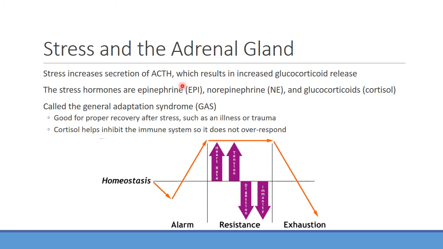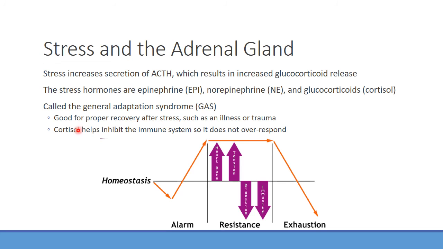So again, we mentioned ACTH increased release will increase glucocorticoid release, and that will also affect other stress hormones as well. So we see more epinephrine, more norepinephrine, because those also get released from the adrenal gland, and then the glucocorticoids, right? So those are all going to help with that stress response. And we call this a general adaptation syndrome. And it's good for short-term, proper recovery after stress or after an illness or trauma.